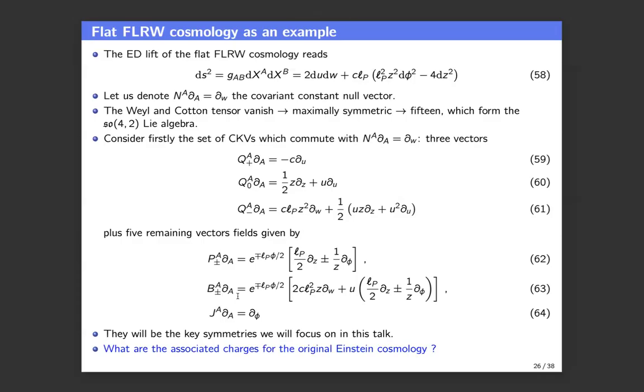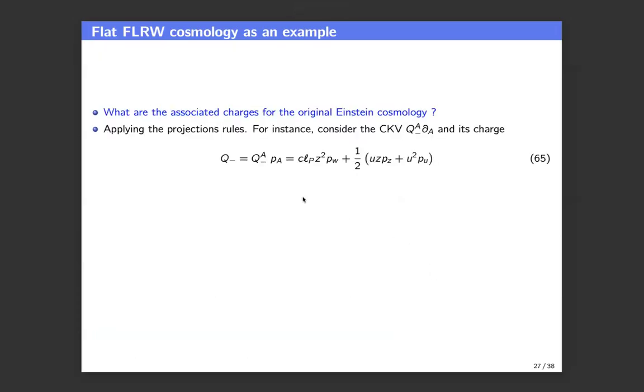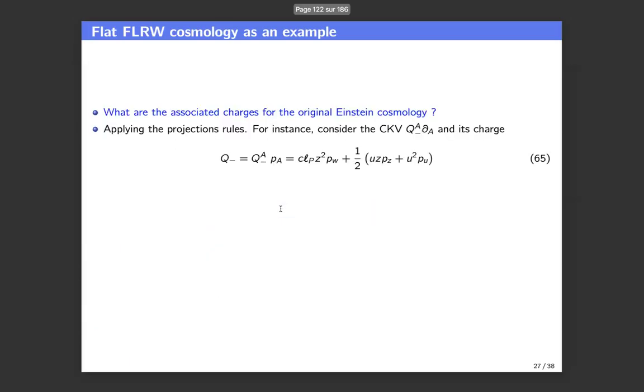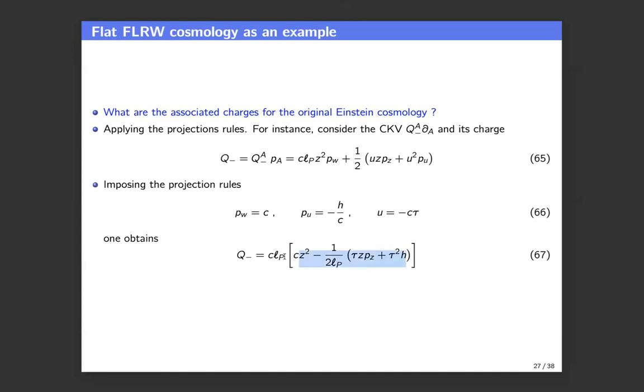Okay, so the question is, what are the associated charges of the original Einstein cosmology? Because at this level, I'm working at the level of the lift. So I want to understand this at the level of the initial system I started with, which is Einstein cosmology. So for example, let me start from this one and compute the charge associated to it. I compute the charge for the geodesic motion, and what I end up with is this, okay? Then I apply the projection rule that I introduced before. And what I end up with is this. You can check that this is actually a conserved charge, an evolving constant of motion for Einstein cosmology.